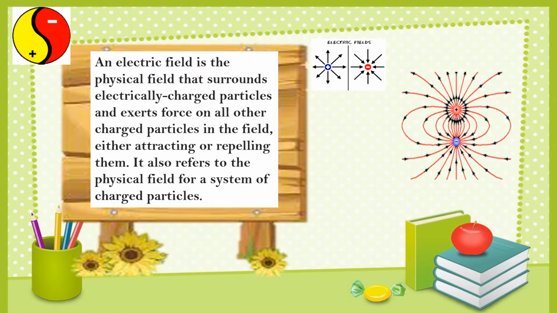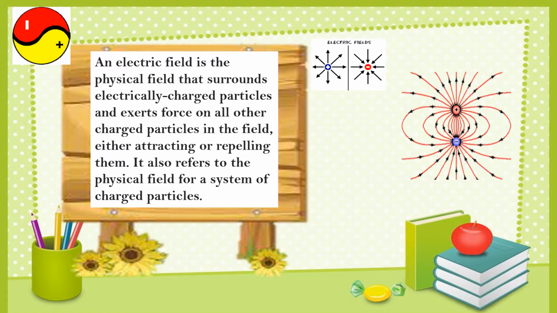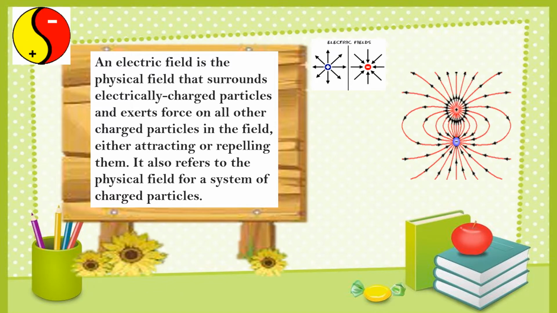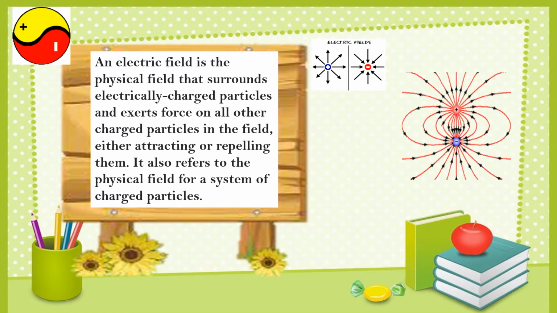So what is an electric field? An electric field is the physical field that surrounds electrically charged particles and exerts force on all other charged particles in the field, either attracting or repelling them. It also refers to the physical field for a system of charged particles.